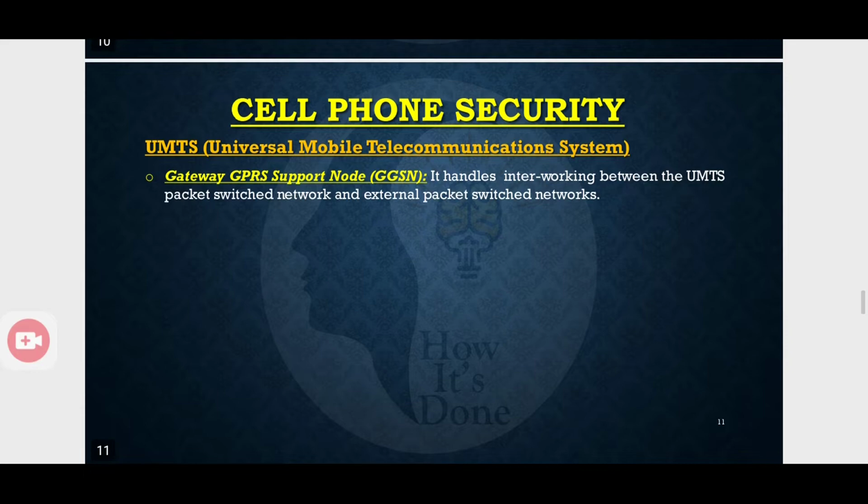പിന്നെയുള്ളത് GGSN എന്ന് പറയുന്നത് ഗേറ്റ്വേ GPRS support node. It handles interworking between the UMTS packet switched network and the external packet switched network. So UMTSലുള്ള packet switched network elementsനെ external network, ഇതെല്ലാം കണക്ട് ചെയ്തിരിക്കുന്ന എക്സ്റ്റേണൽ പബ്ലിക് ഇൻ്റർനെറ്റുമായിട്ടോ അല്ലെങ്കിൽ പബ്ലിക് ഡൊമൈനുമായിട്ടാണ് കണക്ട് ചെയ്തിരിക്കുന്നത്. സോ എക്സ്റ്റേണൽ പാക്കറ്റ് സ്വിച്ച്ഡ് നെറ്റ്വർക്കുമായിട്ട് കണക്ട് ചെയ്യാൻ വേണ്ടിയിട്ടാണ് ഗേറ്റ്വേ GPRS സപ്പോർട്ട് നോഡ് യൂസ് ചെയ്യുന്നത്.